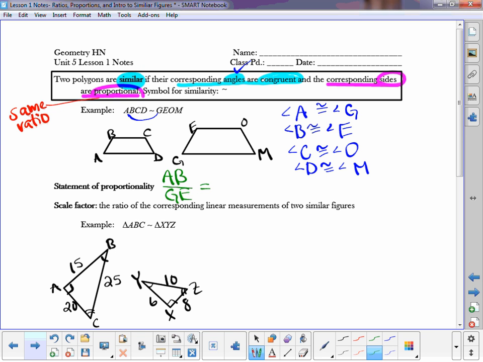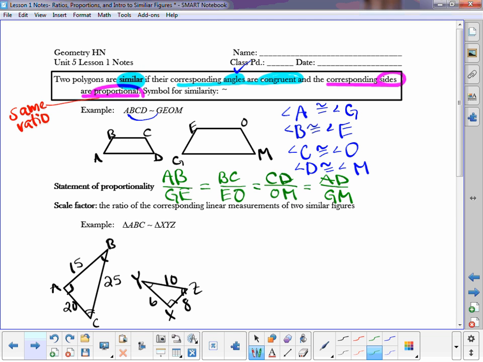So I should get the same ratio when I compare BC to what? EO. And again, I should get the same ratio when I compare CD to ON. And again, I should get the same ratio when I compare AD to GF. So each comparison of the corresponding sides gives us the same ratio, meaning they're proportional, the same ratio.